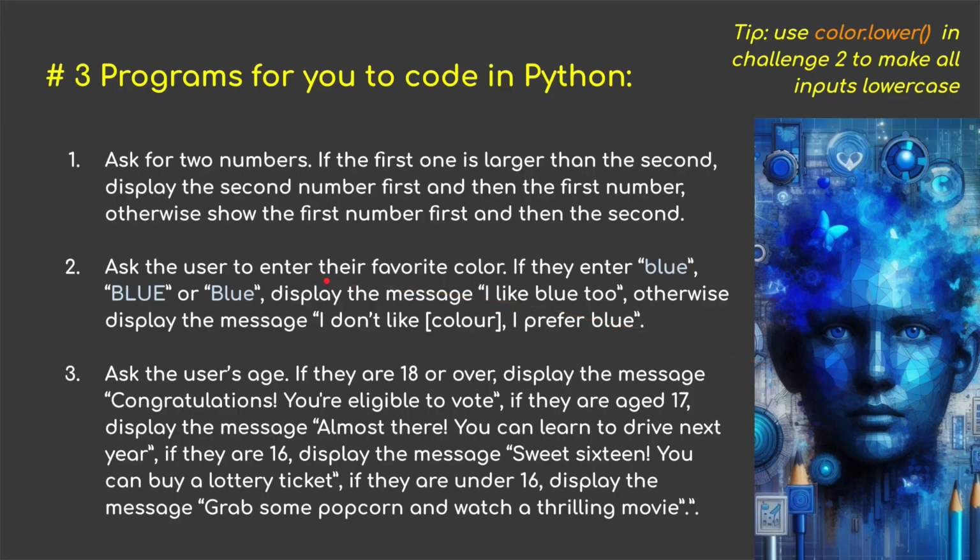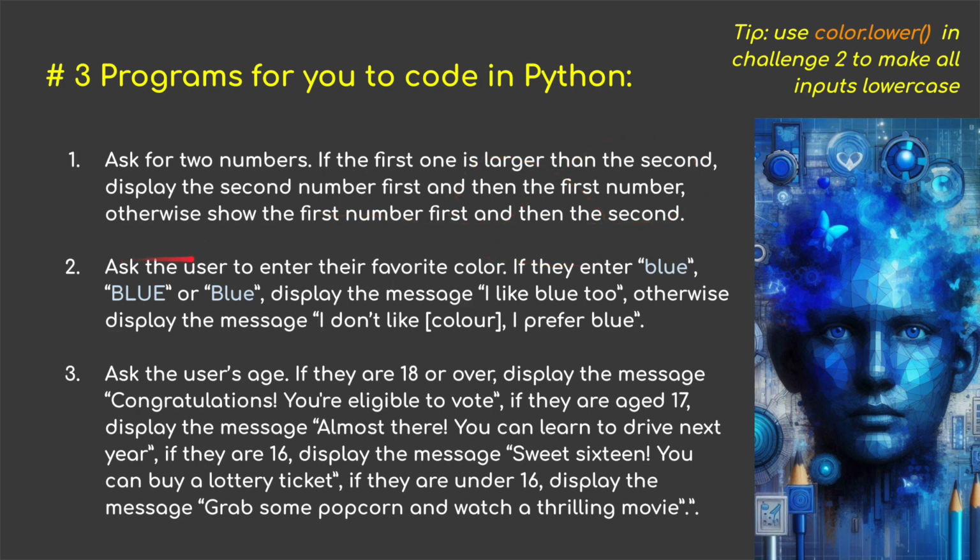Now here, I've got 3 programs for you to have a little go at coding in Python. Okay, so the first one, ask for 2 numbers. If the first one is larger than the second, display the second number first and then the first number. Otherwise, show the first number first and then the second.